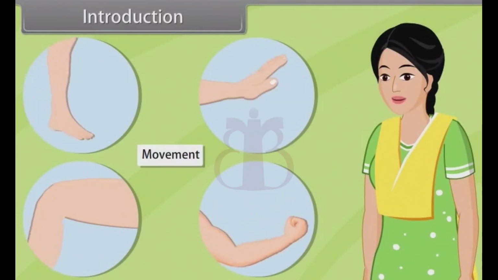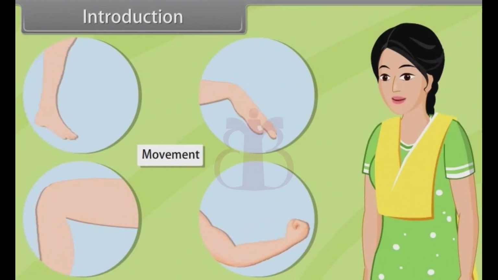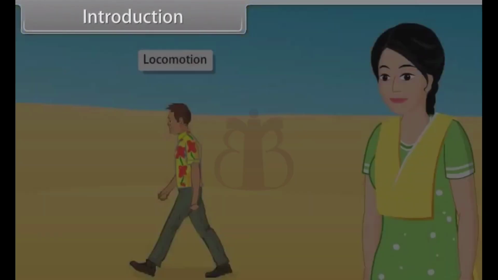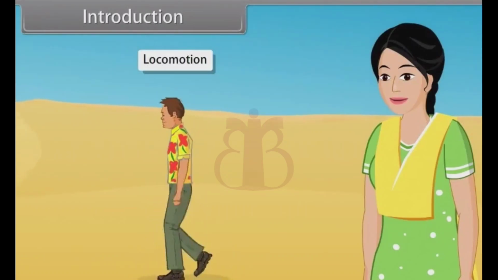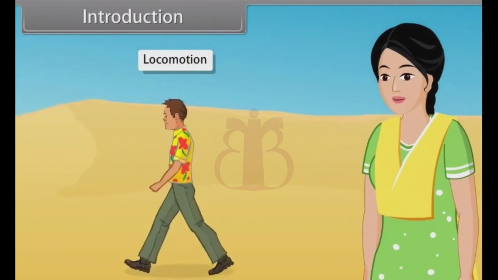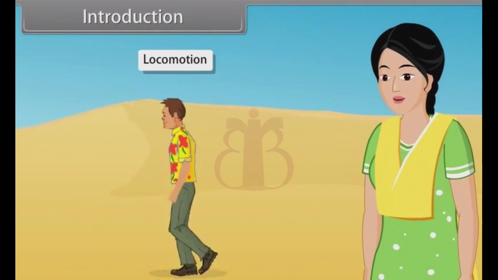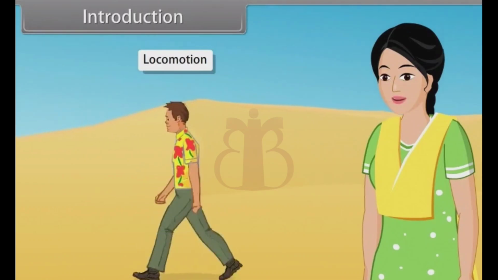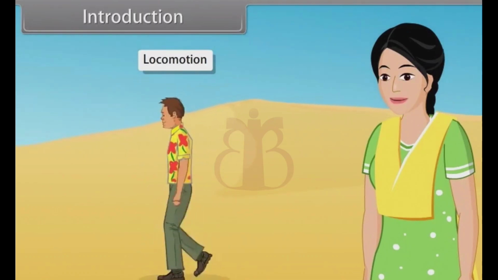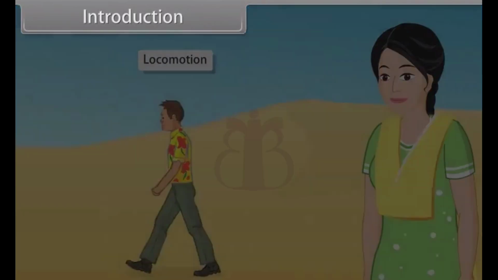In this lesson, you will learn about locomotion and movement in the human body. Movement is a feature of all living organisms. Animals move from place to place. When an organism moves from one place to another as a whole, it is known as locomotion. When only a part of the body moves, it is called movement.